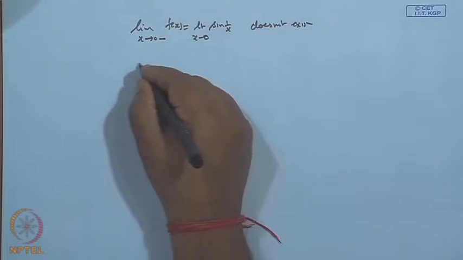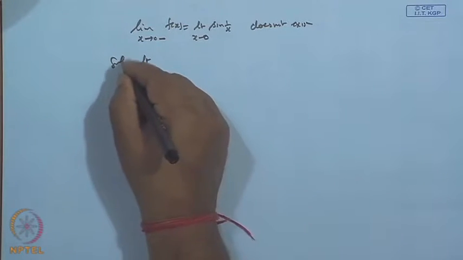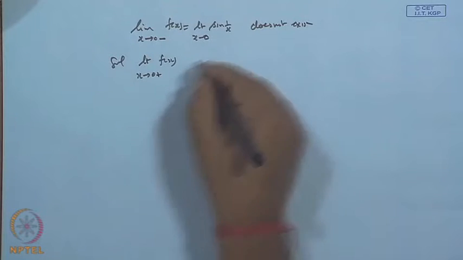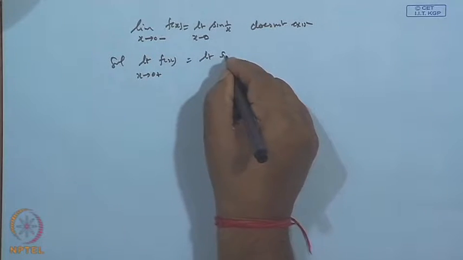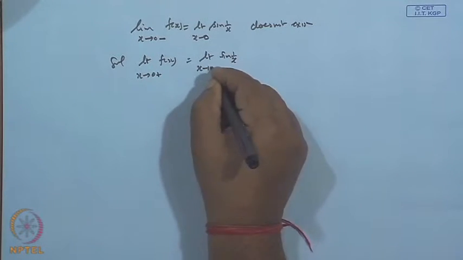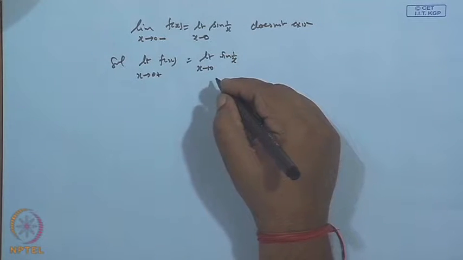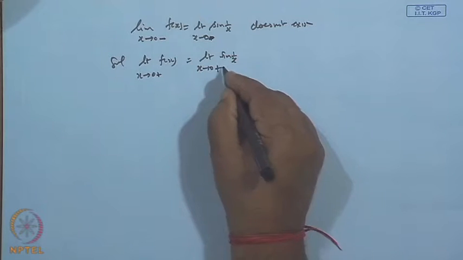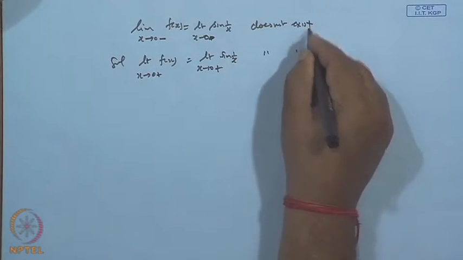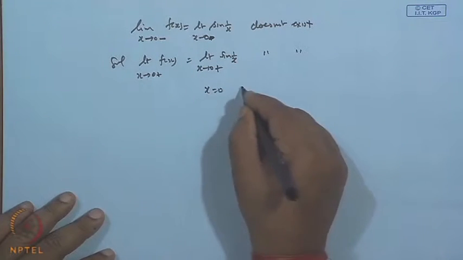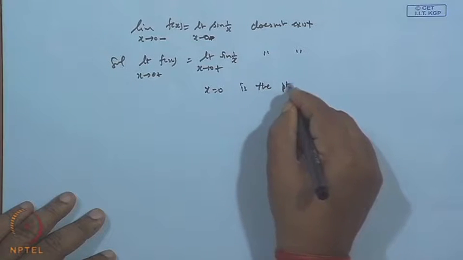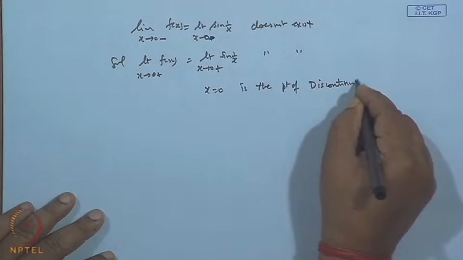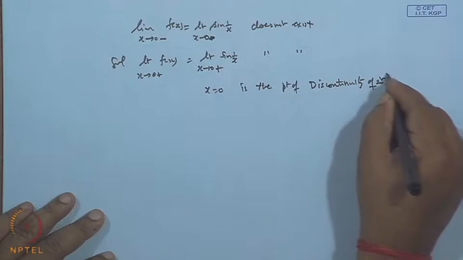Similarly, the limit of this function f x when x tends to 0 plus does not exist. Here, neither the 0 minus nor the 0 plus limit exists. So, x equal to 0 is a point of discontinuity of the second kind.